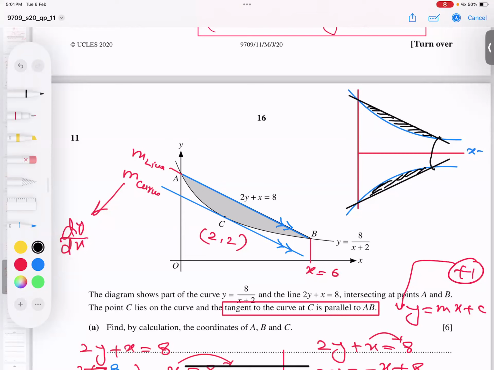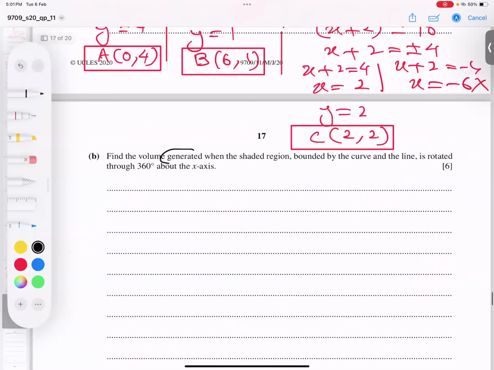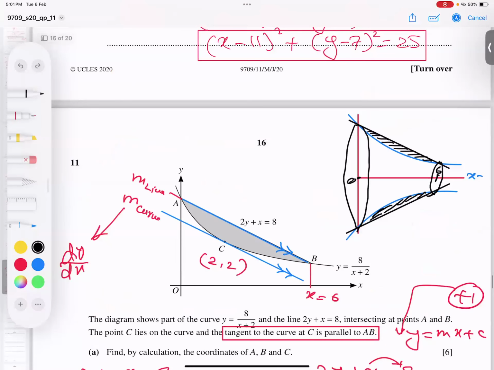So if I rotate it, then I'll get this kind of ball shape. Okay, and this limit is what limit? 6, and this limit is 6 actually, and this limit is 0. So it means this, read again. He said the volume generated when the shaded area bounded by the curve and line is rotated about the x-axis 360 degrees. So when I rotate this part of the curve around the x-axis, I will get a bowl shape. And how to get it?